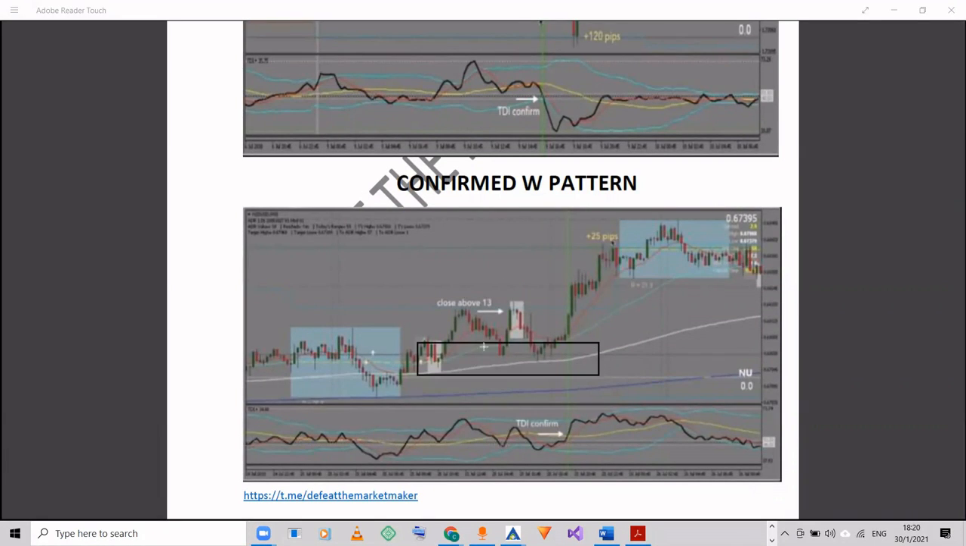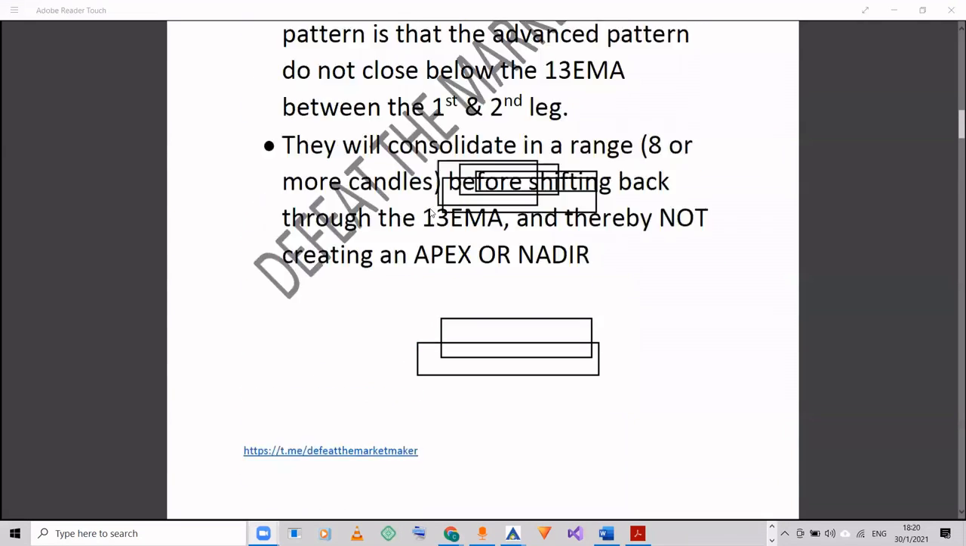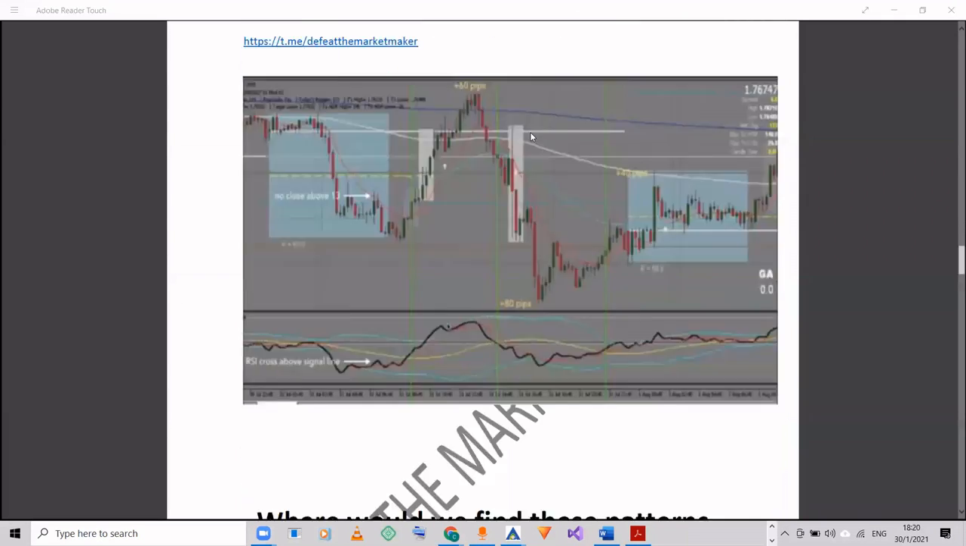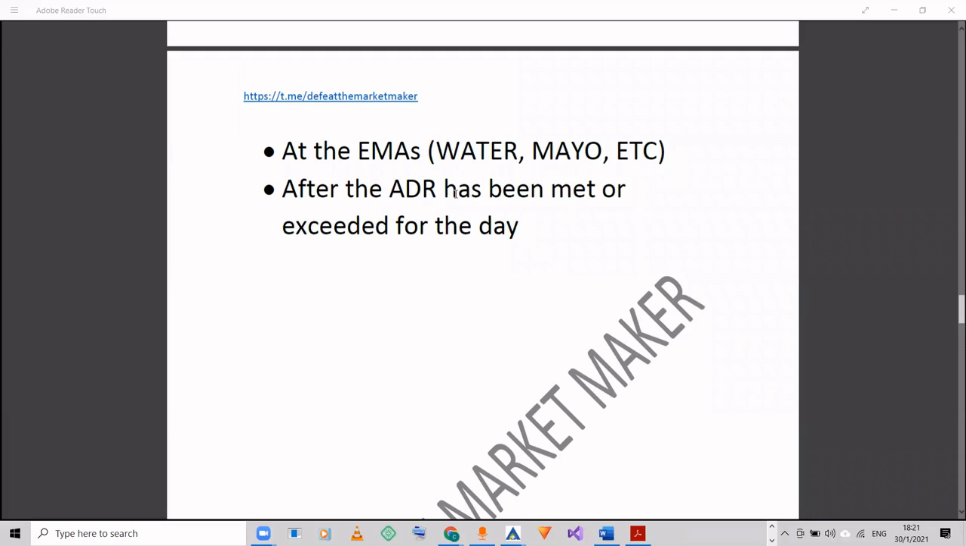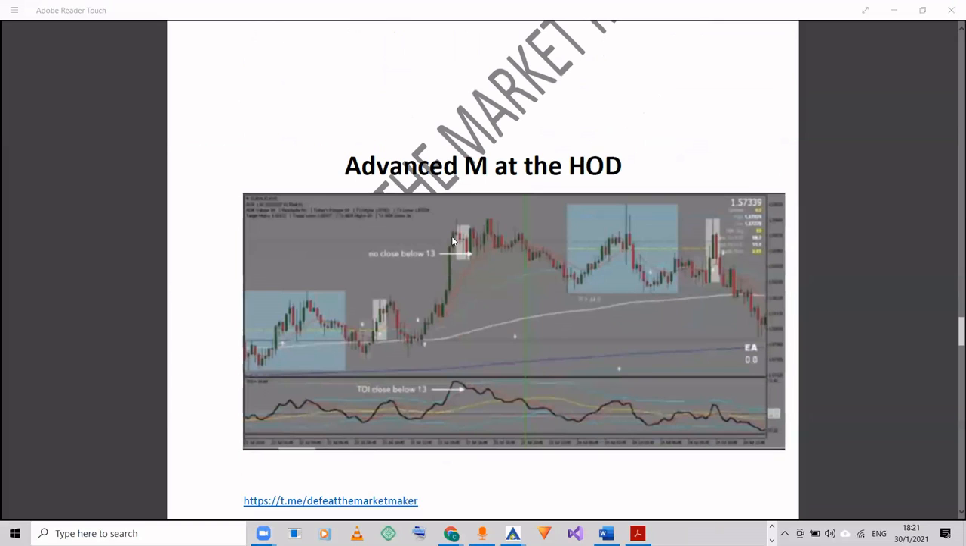Where did this happen? Isn't this on the EMAs? Let me draw it again. Okay. Isn't this on the EMAs, guys? Yes, it is on the EMAs. So like I said, it's really important. It's on the EMA, and it's really important. After the ADR has been met or exceeded for the day, the average daily range, that's the ADR.